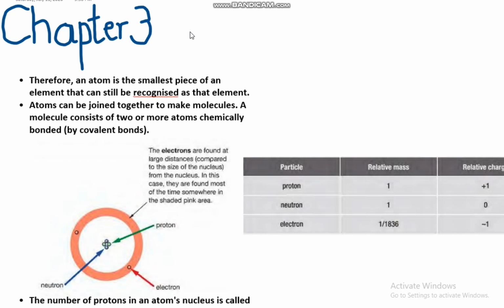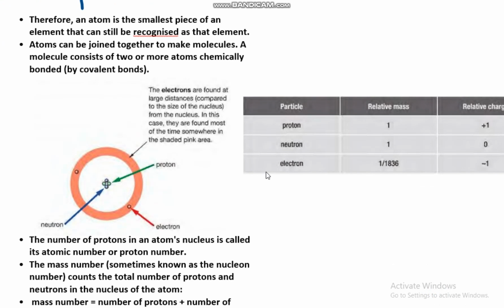Chapter 3 is about atoms, elements and related topics. First of all we'll start with the atom. An atom is the smallest piece of an element that can still be recognized as that element. So this is one atom of an element, which is the smallest unit of anything, even our human body. And these atoms join together to form molecules.